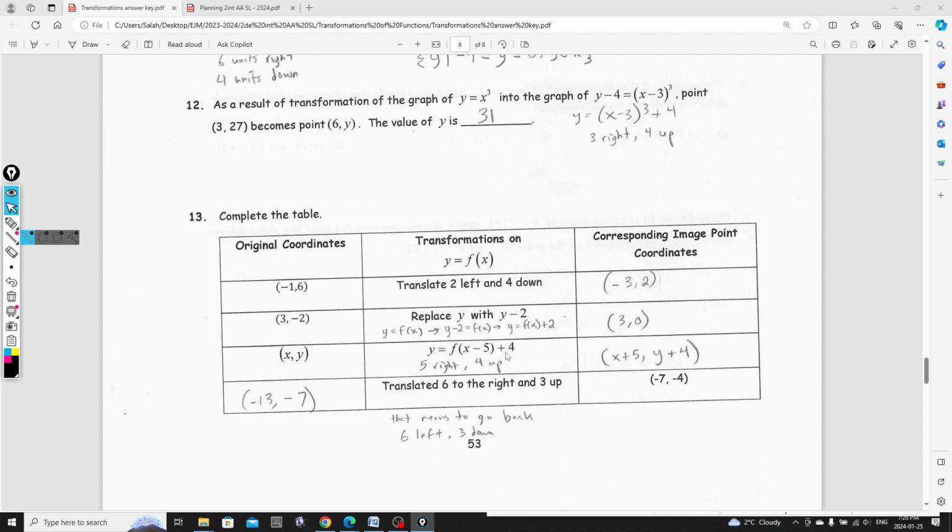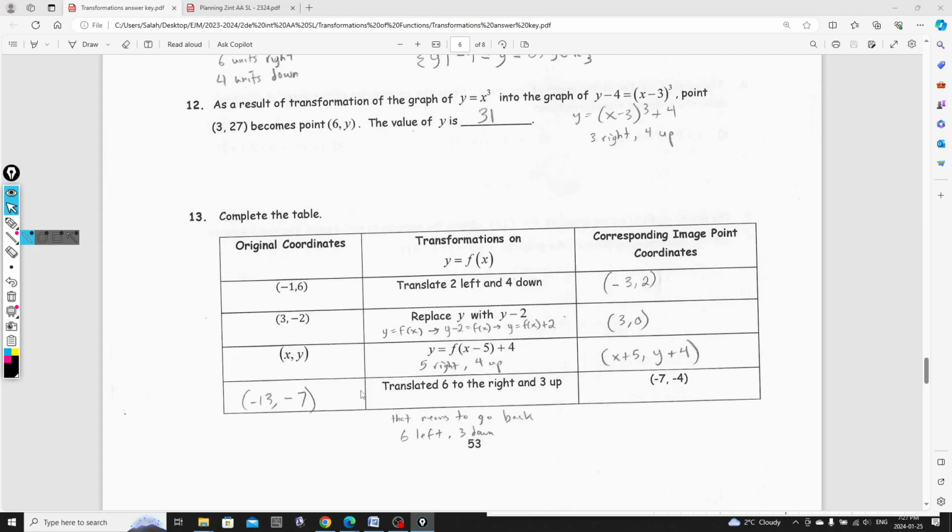Based on this, well, this is 5 units to the right and 4 units up. Okay, well, 5 units to the right just means that I'm going to grab the coordinate and add 5 units to x. That means x plus 5. And then a vertical translation of 4 units up. So I'm grabbing the y value of my coordinate, and I'm adding 4 units to it. So it's going up 4 units. So that's y plus 4. That's why I get this.